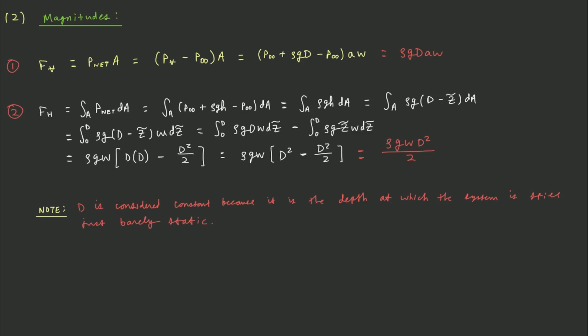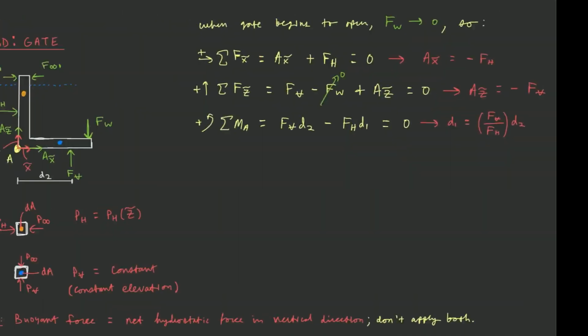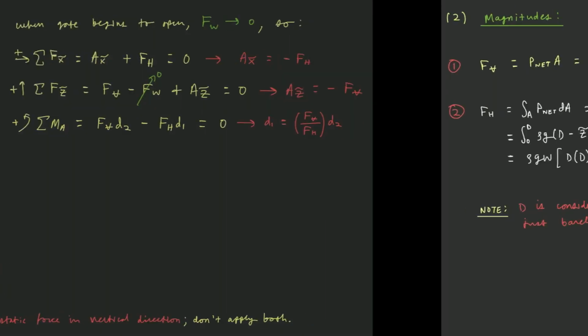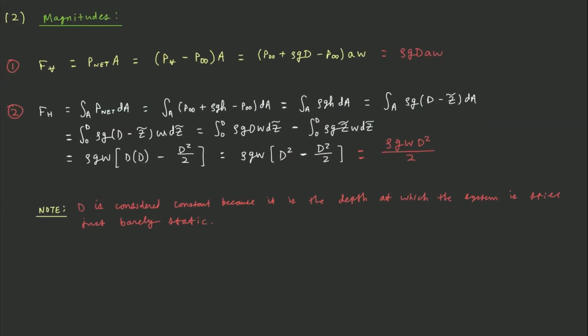One note here is that d is considered constant because it is the depth at which the system is still just barely static. At the point at which that gate is still just barely static, not moving, on the border of moving, where FW is approximately 0, that depth d is a constant. So we're considering it a constant in these equations, which allows us to perform these integrals.